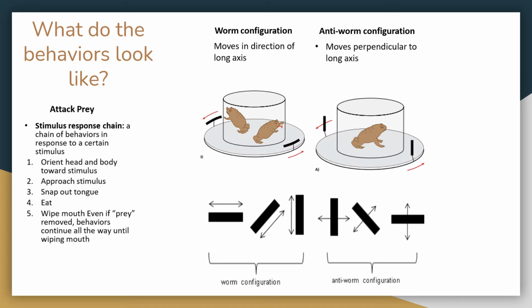is a chain of behaviors in response to a certain stimulus. So for the attack prey for toads, it's orient head and body towards the stimulus, approach stimulus, snap out tongue, eat, and wipe mouth. And a toad will do this stimulus response chain even if it is unsuccessful in capturing the prey when it snaps out its tongue.